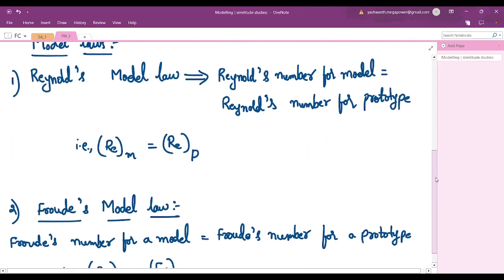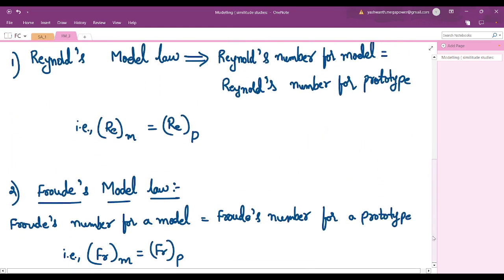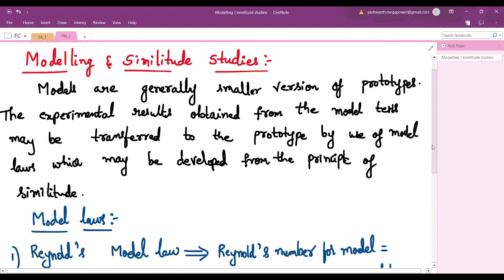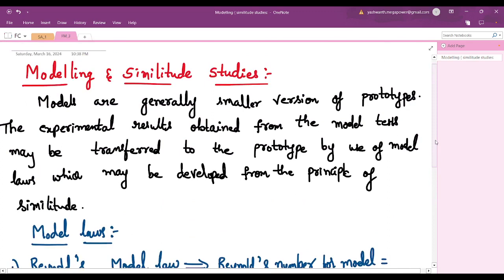Here they seem to be very easy and simple, but in questions, you realize the importance and relevance of these simple model laws. And along with that, let me write the types of similarities as well.